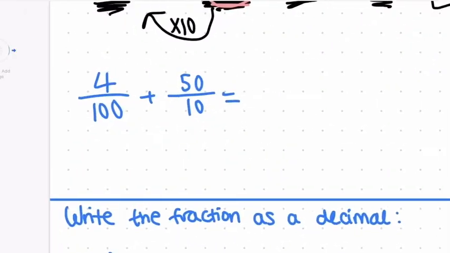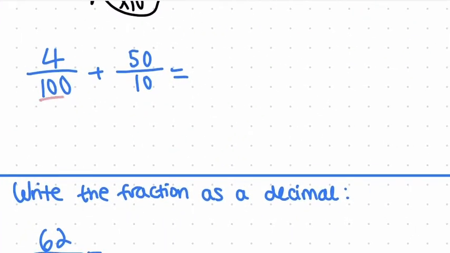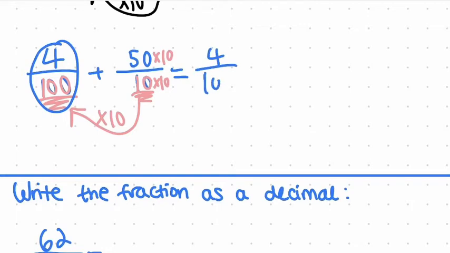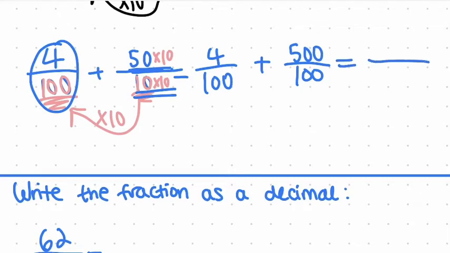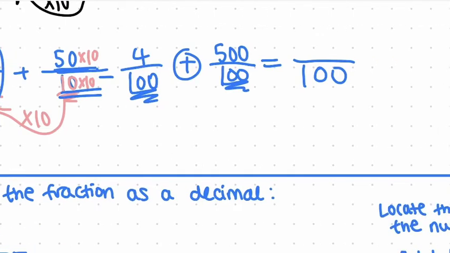Let's look at the next problem. So again, these two denominators aren't the same. So what did you do to get from 10 to 100? You multiply by 10. So if you multiply 10 to the denominator, you have to do it to the numerator. So first we're going to copy this fraction. And then we get 10 times 10, which is 100. 50 times 10 is 500. So if we add these two fractions, you keep the denominator the same, and then you just add the numerators. So 4 plus 500 is 504. So this is your final answer.